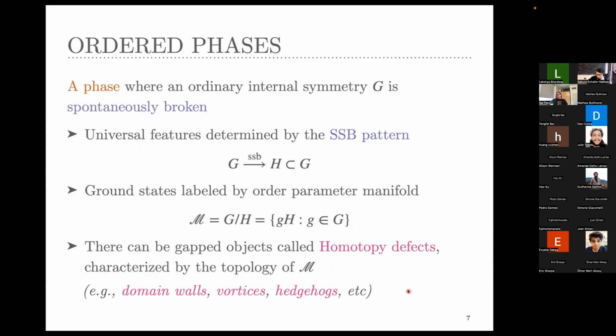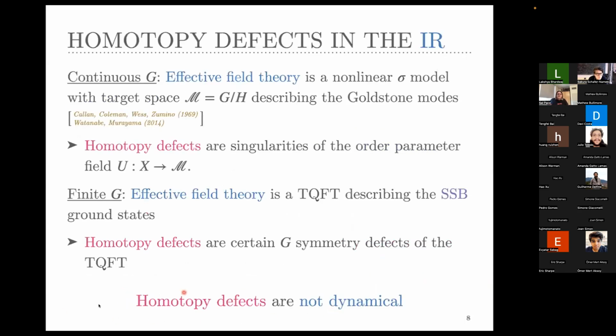And as a warning for any condensed matter people, I think homotopy defects used to be called topological defects. Not because they're topological in the sense we mean now, but because they're characterized by the topology of M. But anytime I say topological defect, I really mean it in the sense of a symmetry defect. And anytime I say homotopy defect, I mean these types of defects.